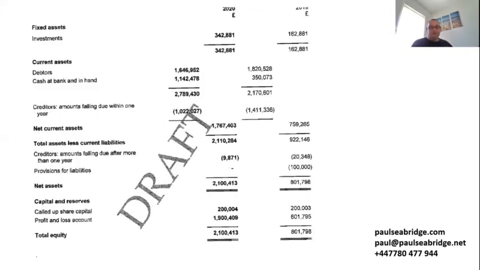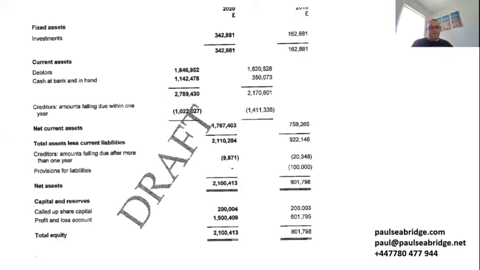So having a look at a real live example, you can see here that we have fixed assets in this company of £342,000. That's as investments. This particular company has a number of subsidiaries, and they bought those companies, so they've basically capitalised that on their balance sheet as an investment.